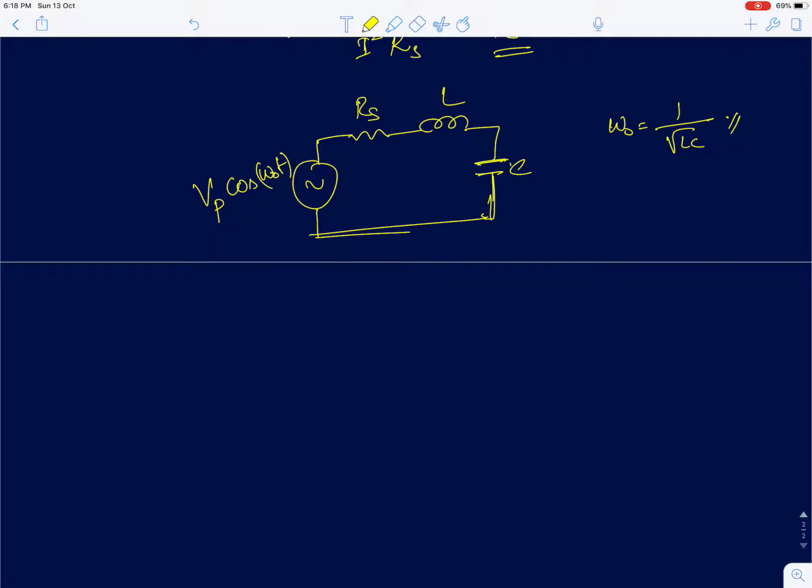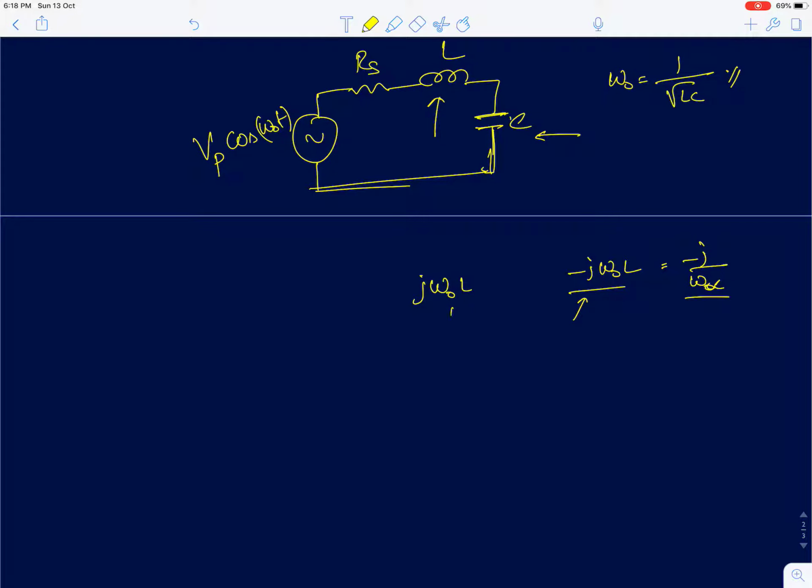Now we know that at the resonant frequency the impedance of the inductor is j omega naught L, and the impedance of the capacitor is minus j by omega naught C, which is also equal in magnitude to omega naught L. So in fact the impedances are the same but with negative signs. Both are purely imaginary, but they are perfectly out of phase. It's out of phase at all frequencies. At the resonant frequency the magnitudes are also the same.